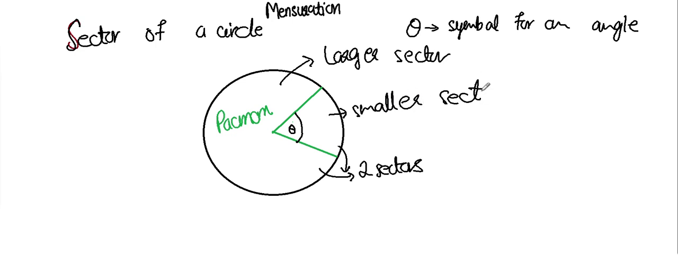Now I want to ask you all one question. Let's say that is theta and this angle is alpha. What does alpha plus theta equal? 360. Good. 360 degrees. These are the basic things that you all are supposed to know. Let's move forward.